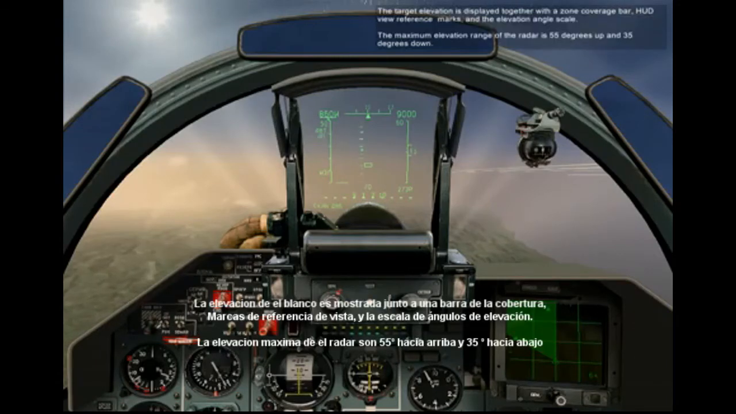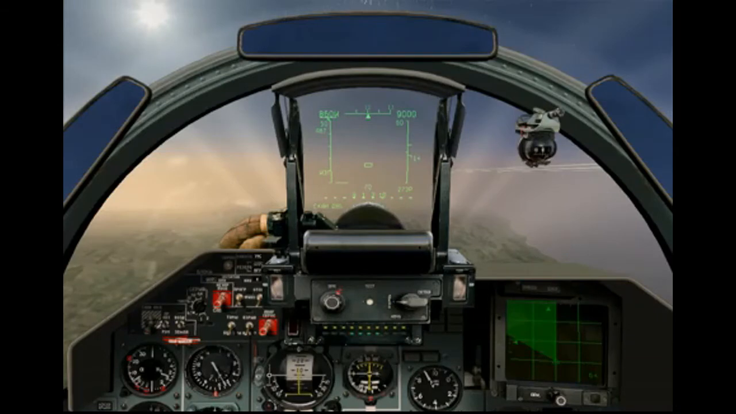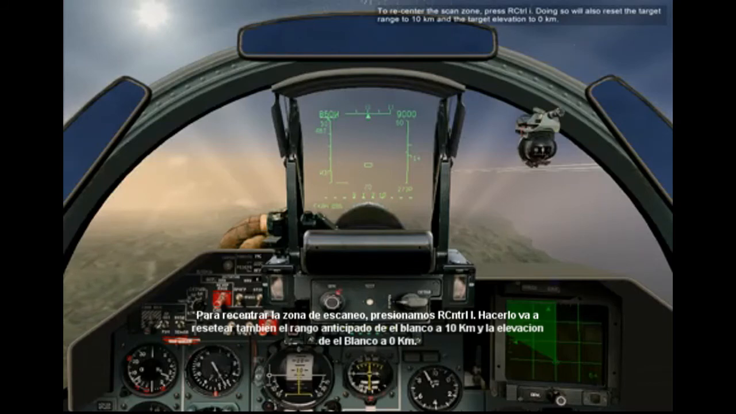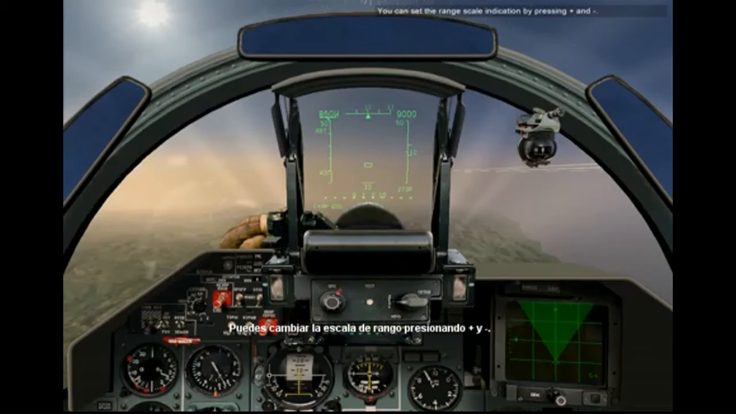The target elevation is displayed together with the zone coverage bar, HUD view reference marks, and the elevation angle scale. The maximum elevation range of the radar is 55 degrees up and 35 degrees down. To recenter the scan zone, press right Control I. Doing so will also reset the target range to 10 kilometers and the target elevation to 0 kilometers. You can set the range scale indication by pressing plus and minus.